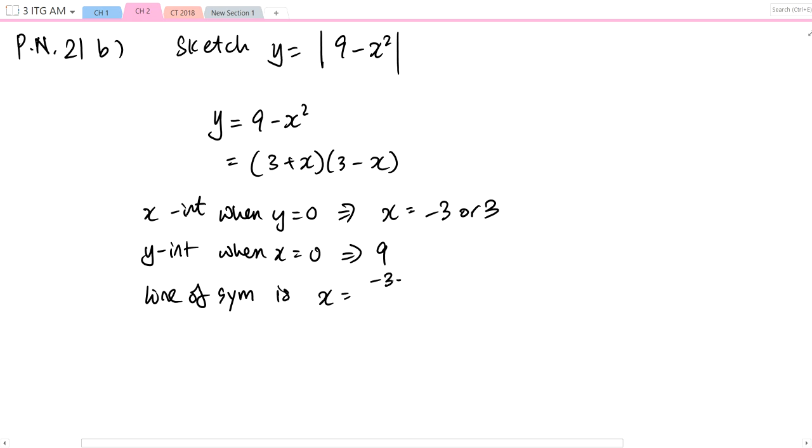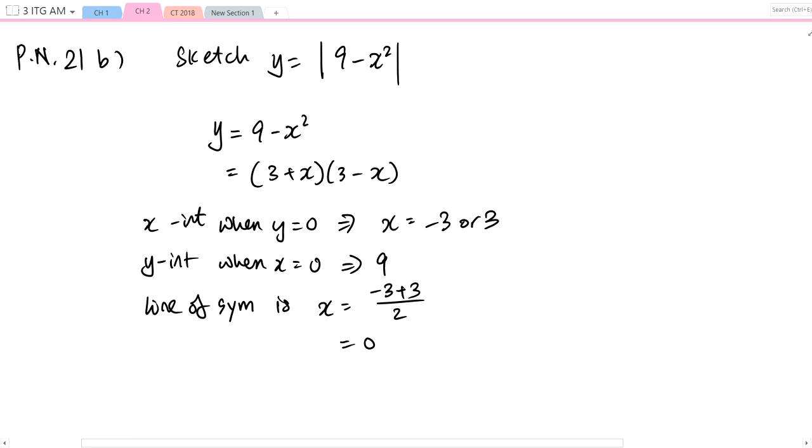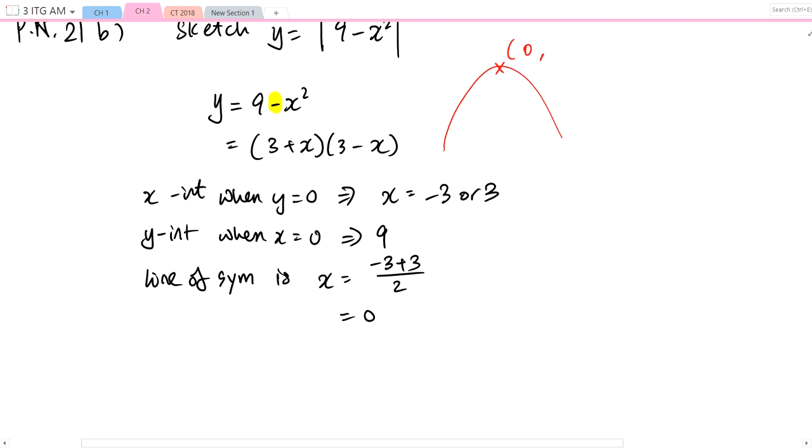x equals to negative 3 plus 3 divided by 2, which is 0, and in this case, it will be a maximum point. Coefficient of x squared is negative. I get a parabola opening downwards, and this being my maximum point with x value 0. So maximum point is 0 when x equals to 0, y equals to 9. That is actually my y-intercept.